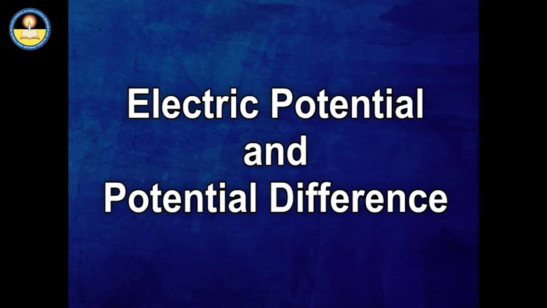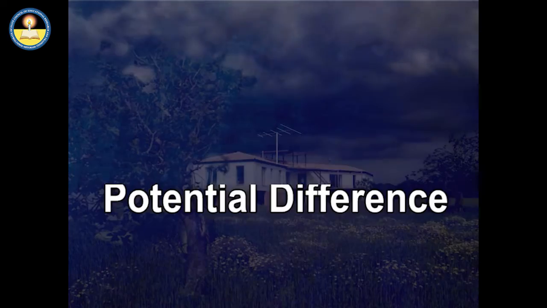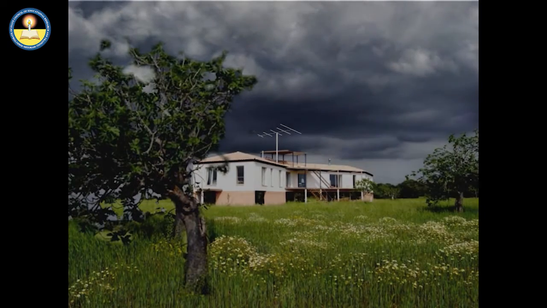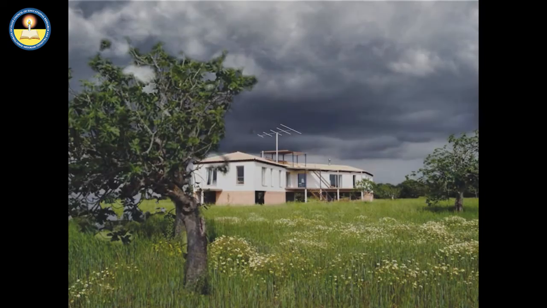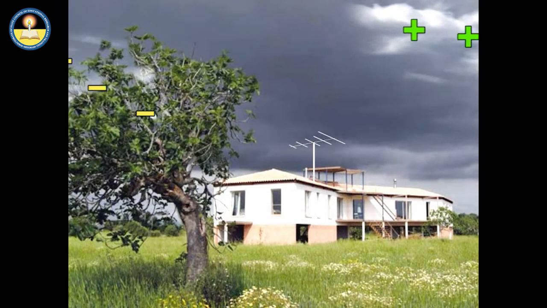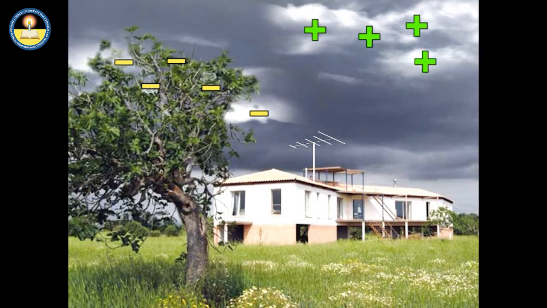Let's see an example of electric potential and potential difference around us in nature. Do you know the cause of lightning? It is due to opposite charges developed on two clouds during their movement in the atmosphere. The cloud with a positive charge is the one with a higher potential, whereas the cloud with the negative charge on it is the one with a lower potential.